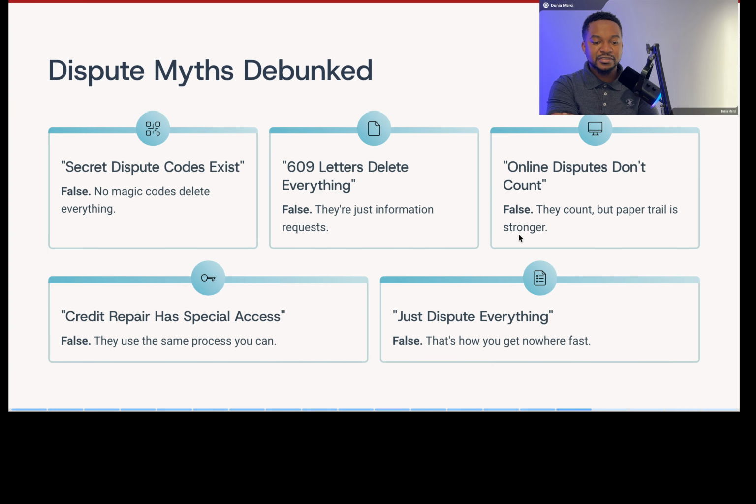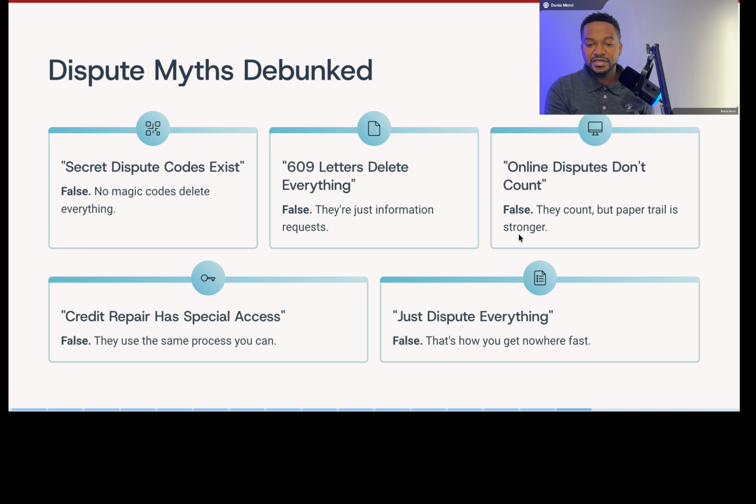So here's some myth. There's a secret code that exists. That is false. There's no secret code. There's no secret anything. Everything that exists is out there. Everything that we know is out there. Another myth is that the 609 letter fixes everything or deletes everything. Well, no, it does not. That's also false.